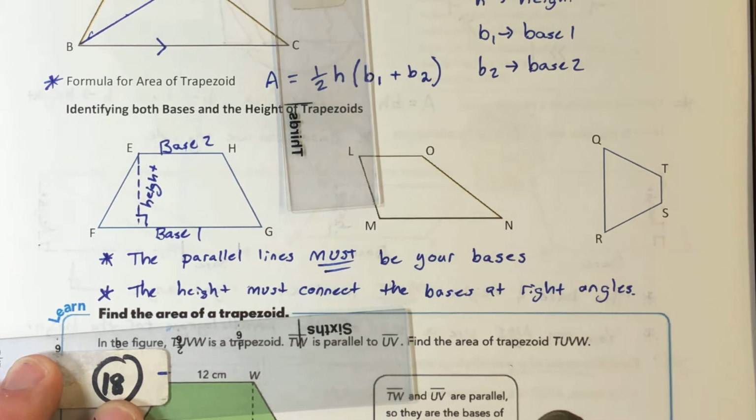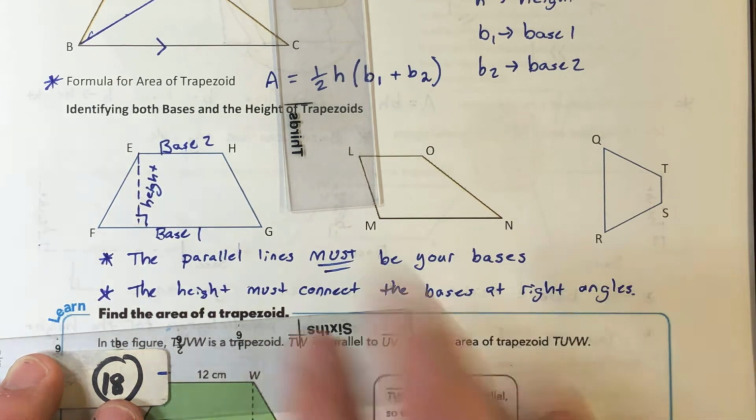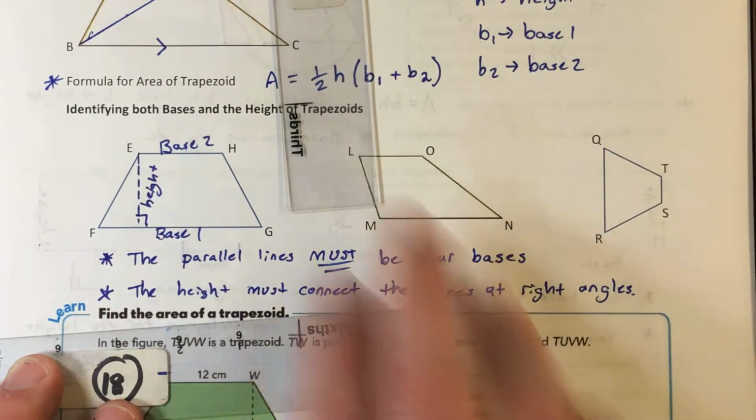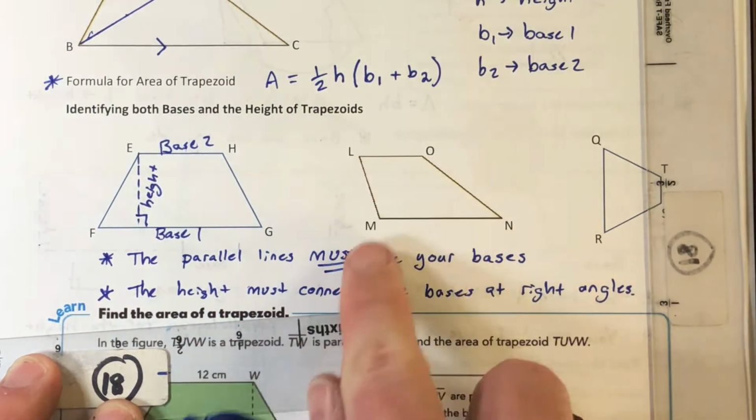Don't confuse this with parallelograms. Parallelograms only have one base. It can be any of the sides, but there's only one base. Trapezoids have 2 bases. So it has 2 different labels. All right, next example. Trapezoid LMNO.